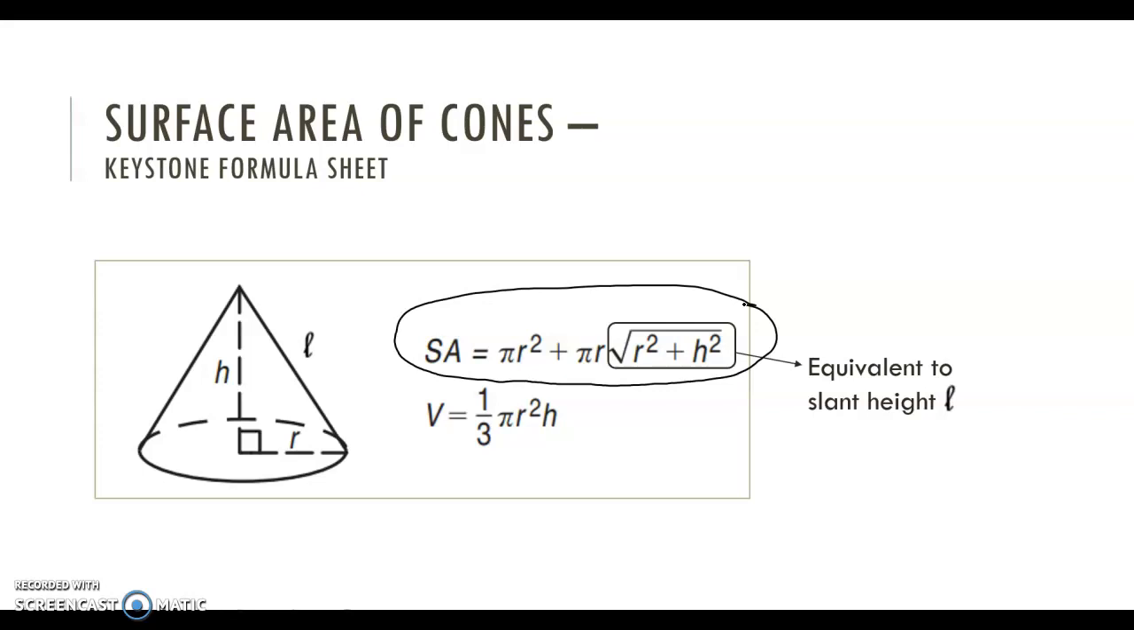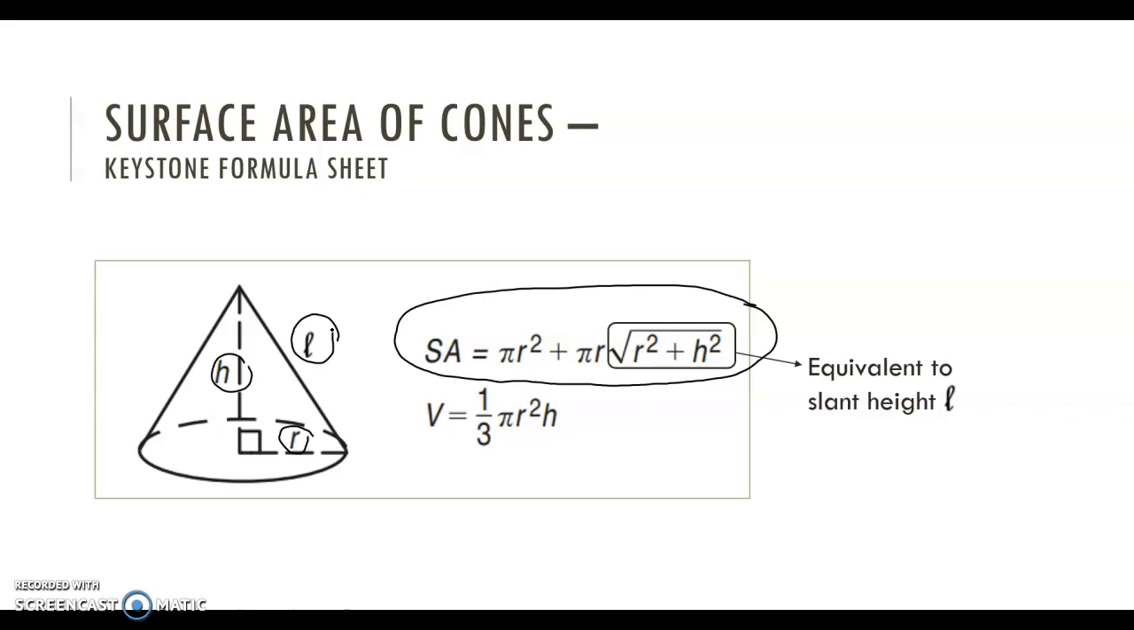So pi r squared, r being the radius of the circular base of the cone, plus pi r, and then the square root of r squared plus h squared. Now this can be used if you're given the radius and the actual height of the cone, but if you are given the slant height, which I put here using the same symbol as what we used for slant height for pyramids, that section of the equation is also equivalent to that slant height.